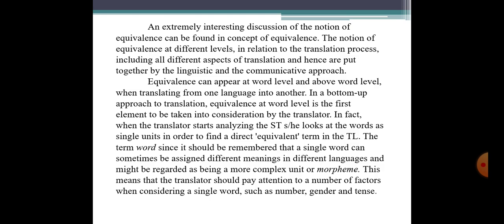The term word, since it should be remembered that a single word can sometimes be assigned different meanings in different languages and might be regarded as being a more complex unit or morpheme. This means that the translator should pay attention to a number of factors when considering a single word such as number, gender, and tense.